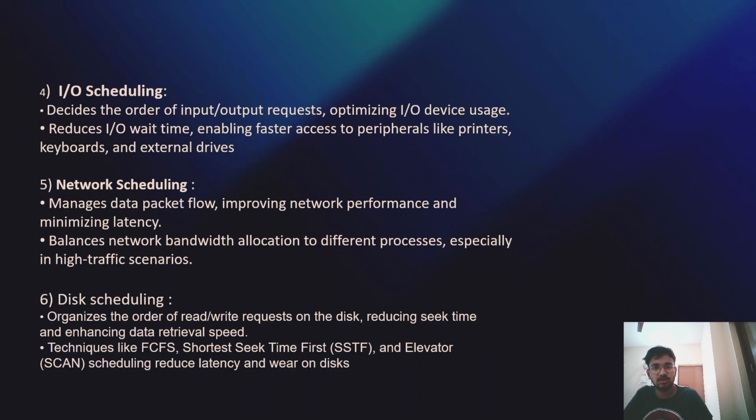Next, we have input-output scheduling. In input-output scheduling, there's mostly input-output device usage, which reduces wait time for the input and output, enabling faster access to peripherals like printers, keyboards, and external drives. Next, we have network scheduling. In network scheduling, the main thing users expect is improved latency, so improving the network performance overall, which basically goes into balanced network bandwidth allocation to different processes, especially in high traffic scenarios like metropolitan cities.